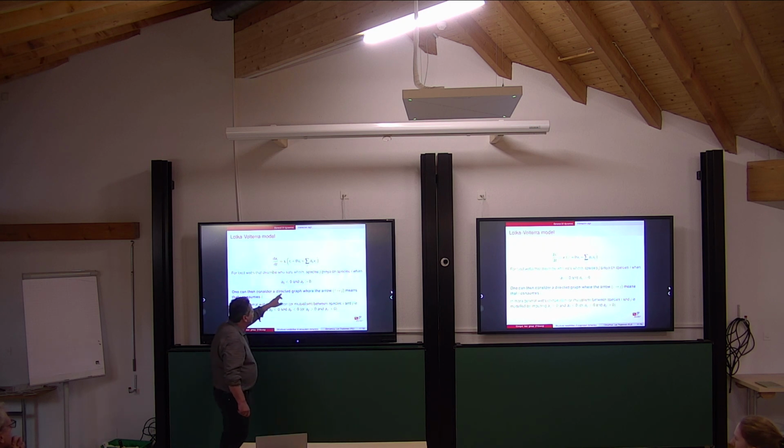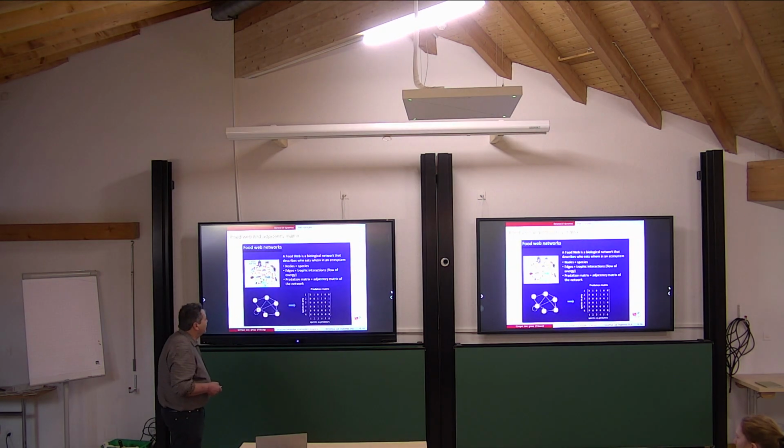The graph is directed, and when there is an arrow from I to J, this means that J consumes I. And we can have other kinds of interaction, competition or mutualism, for example. For competition, both coefficients are negative, like in the toy model I showed you before. And for mutualism, both can be positive. So we have signs.